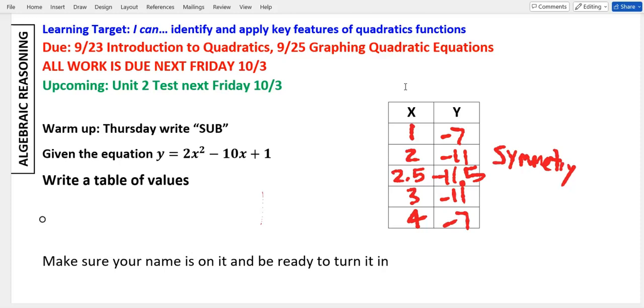Now here's the dealio. We're supposed to do these notes. They're kind of long, so we're gonna just do half today, half on Monday. Sound like a plan?